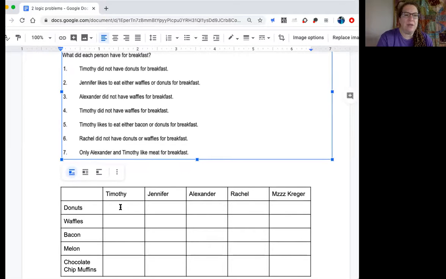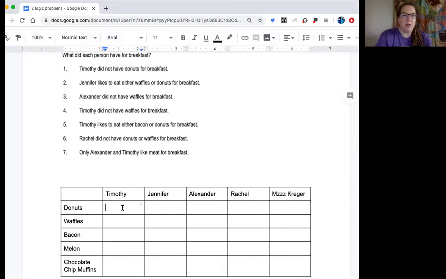Timothy did not have donuts. So what I'm going to do is, you probably know that when you make a table, you have to make an extra row and an extra column. So you put the things in it, right? Timothy, donuts. I'm going to put X. Nope, Timothy didn't have donuts.